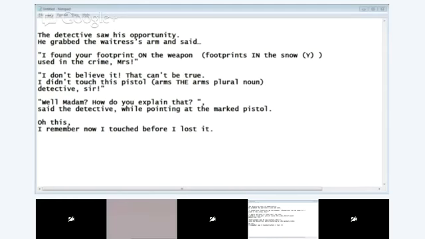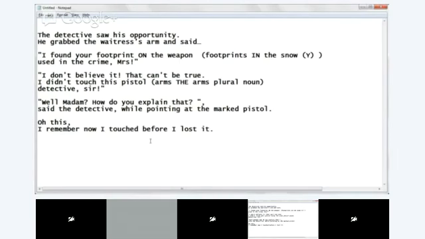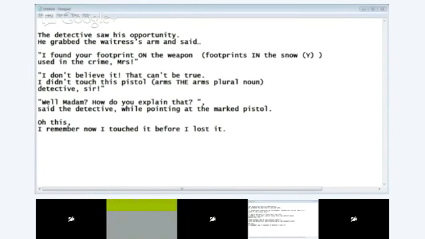So I remember now, I touched it before I lost it. Okay. It works because of the... I remember now, I touched it before I lost it. It's okay. It's clear. It's good. So now what's going to happen next?